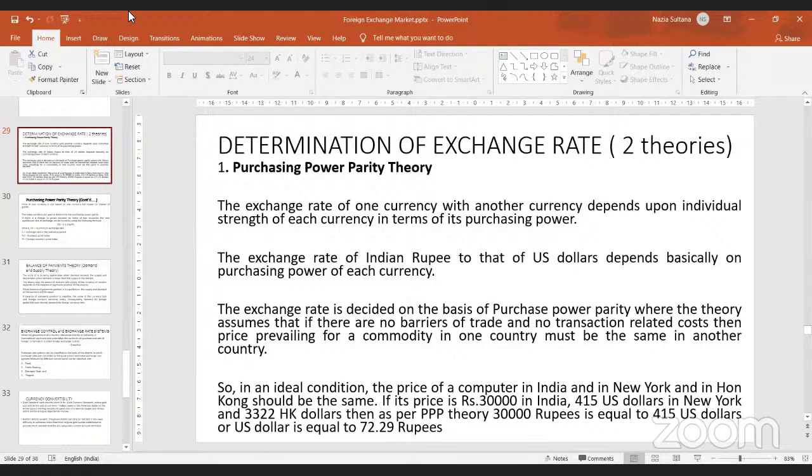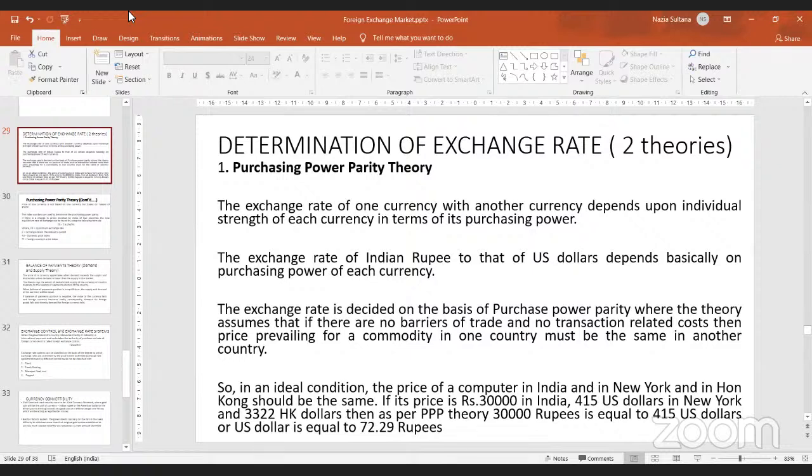Say, for example, if one mango is costing me 20 rupees here in India, then convert 20 rupees into dollars. The mango should cost the same in the US also. Or one basket of vegetables is costing me 1,000 rupees here. The same basket should cost me $12 in the US, because 1,000 rupees is equal to $12. So what are we assuming here? We are assuming that there are no trade barriers. We are assuming that there are no transaction costs. And in the absence of such things, whatever is the price of a commodity prevailing in one country, the price of the commodity in the other country in terms of their currency should be the same.